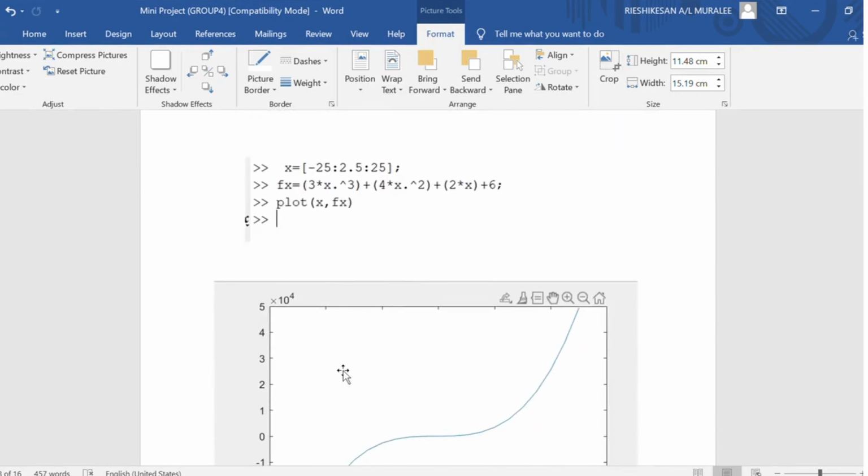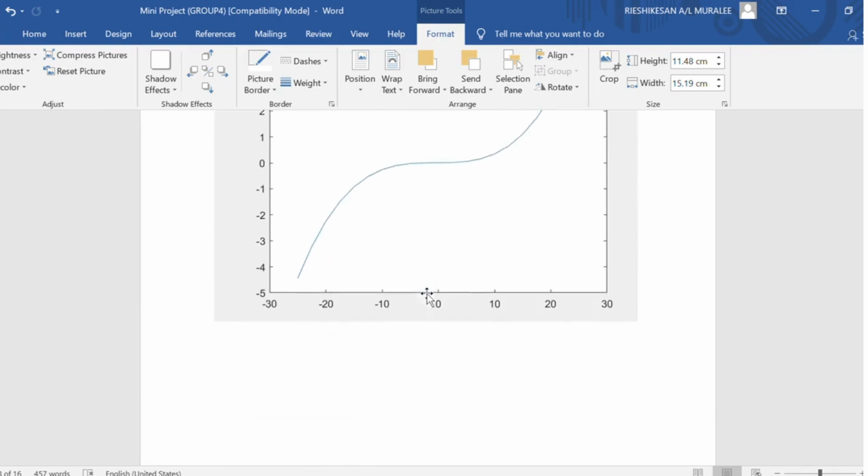For 25 points, the vector is from negative 25 to 25 with step 2.5. The function remains the same. To execute the graph, the code is plot(x, fx).